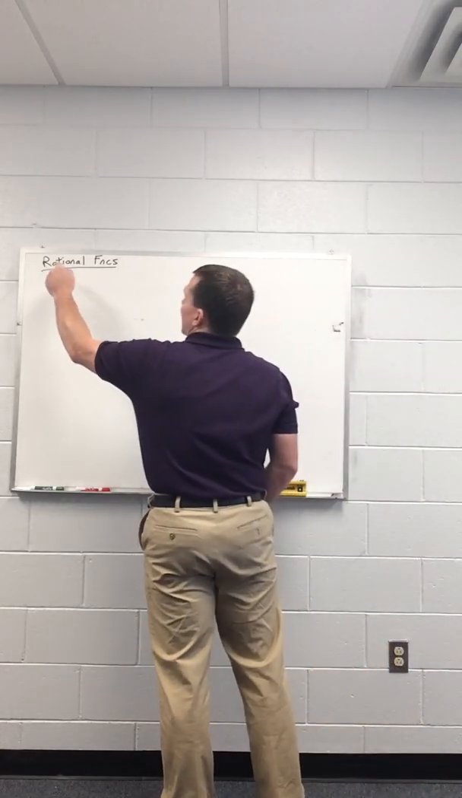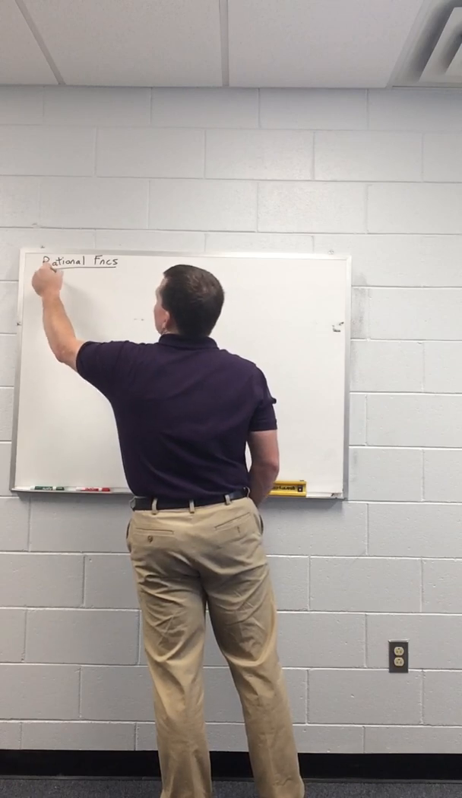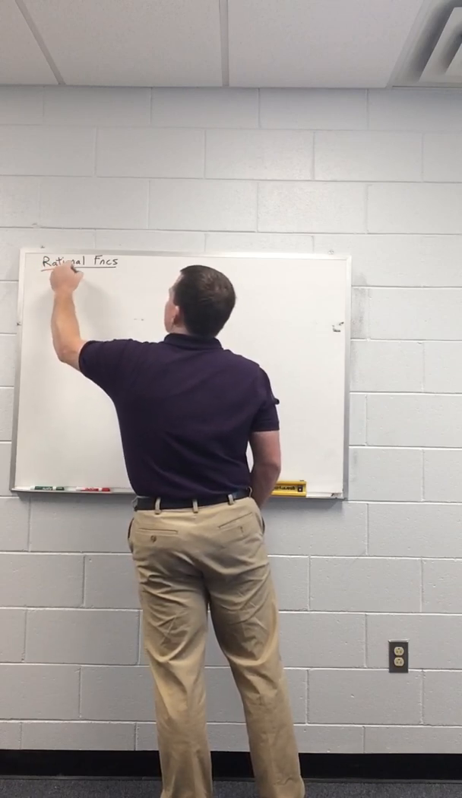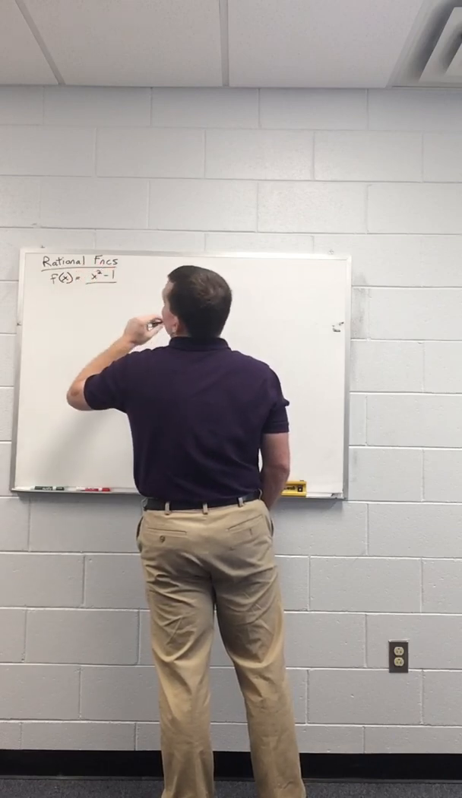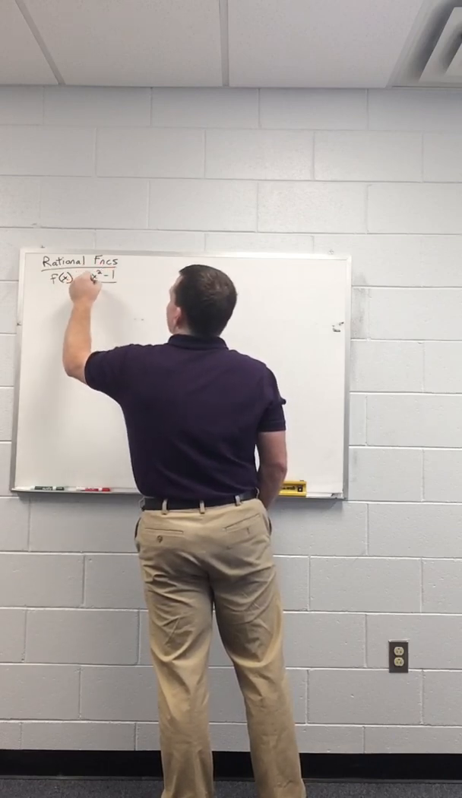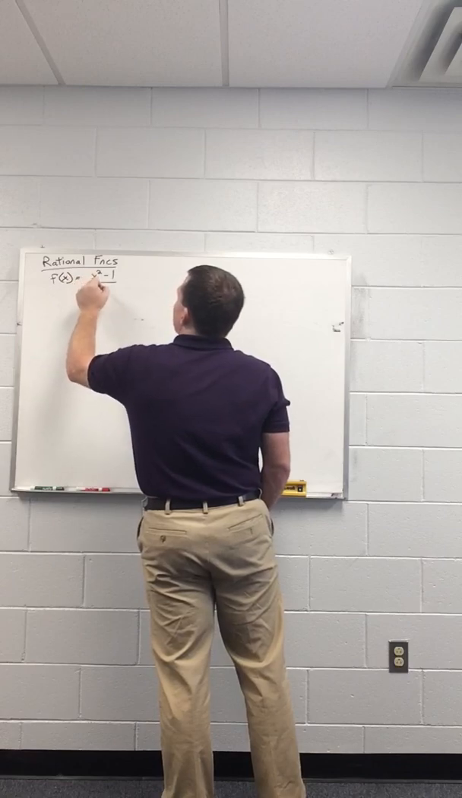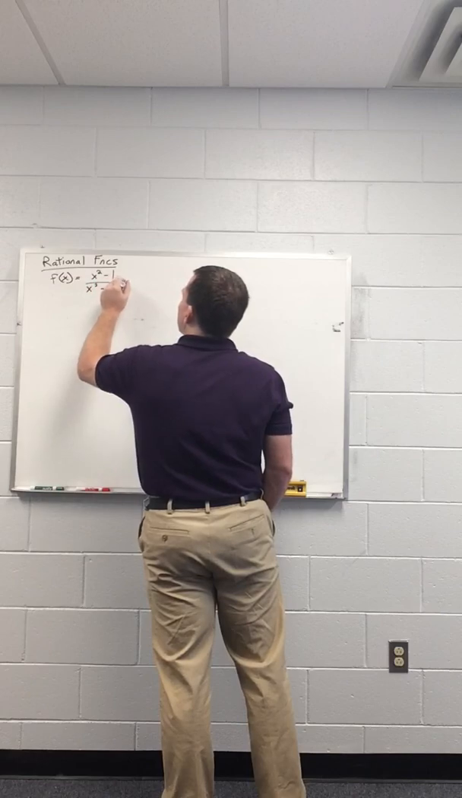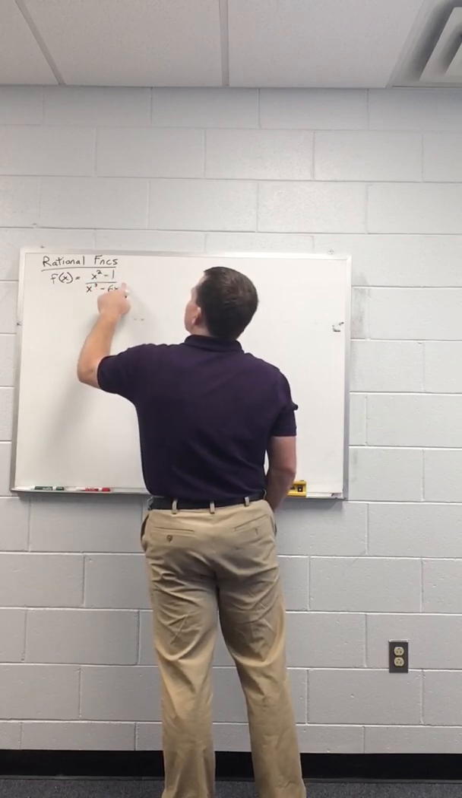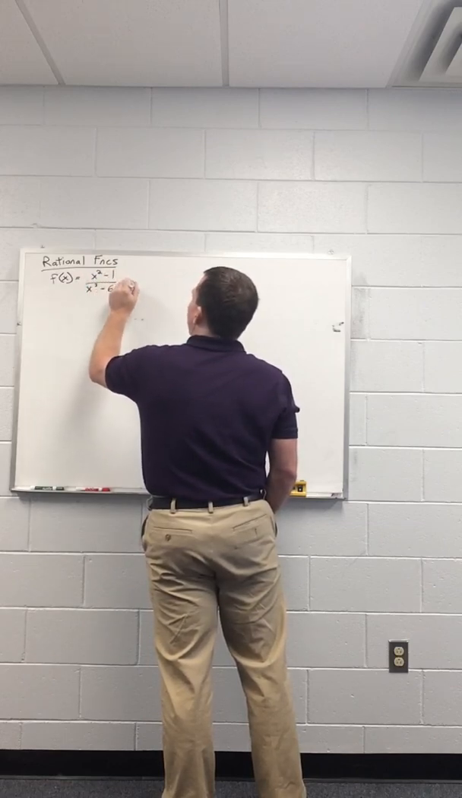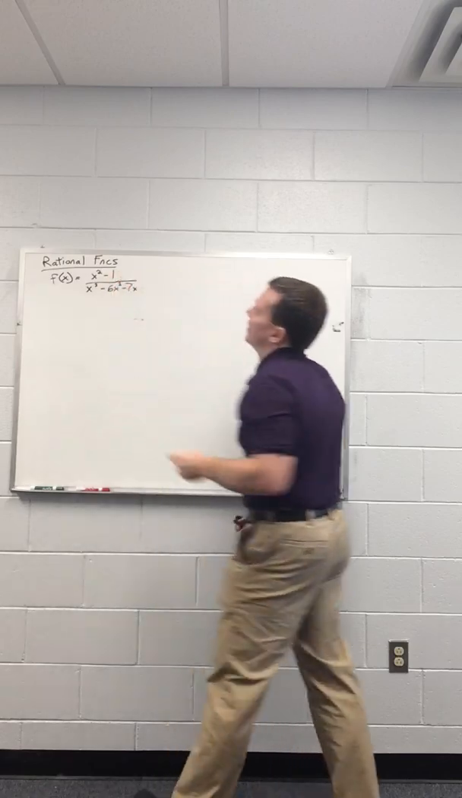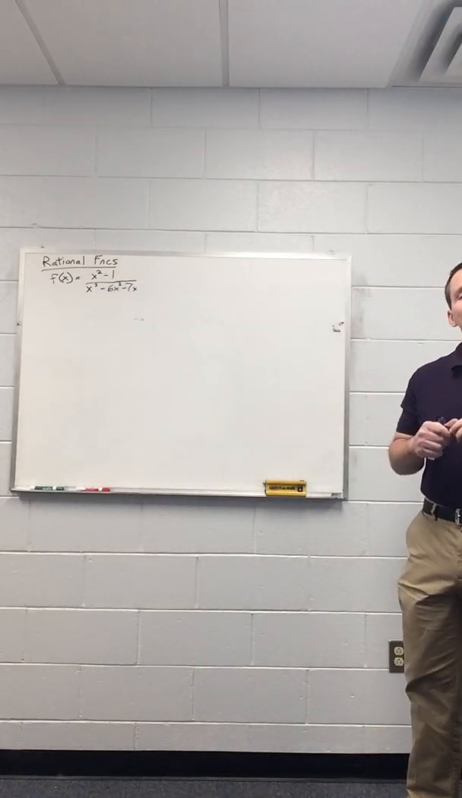So, suppose we have a rational function that looks something like f of x equals x squared minus 1 all over x cubed minus 6x squared minus 7x. We'll do that one right there.